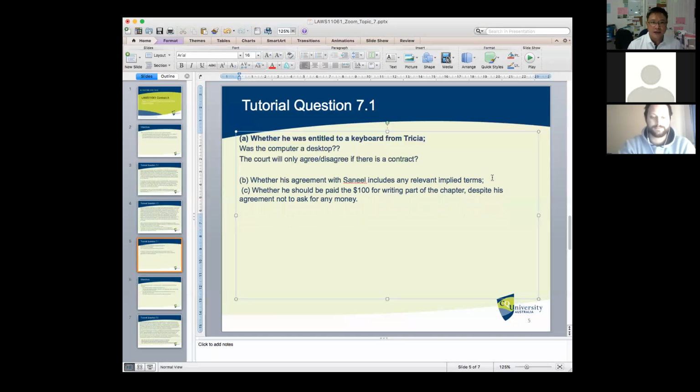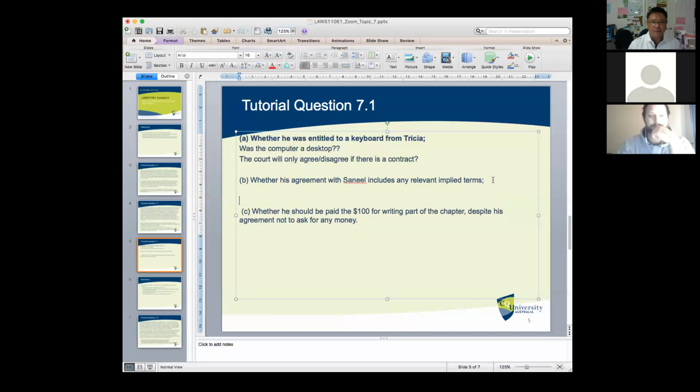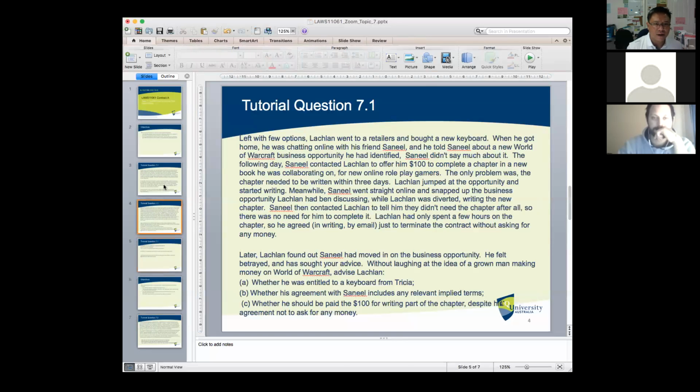Now, whether or not the agreement with Sanil includes any relevant term. So in this case, when you say it's in any relevant term, based on the facts that was given in the scenario, what relevant term do you suppose are we referring to here? So going back to the scenario, what relevant term is being suggested here? What were the relevant terms?